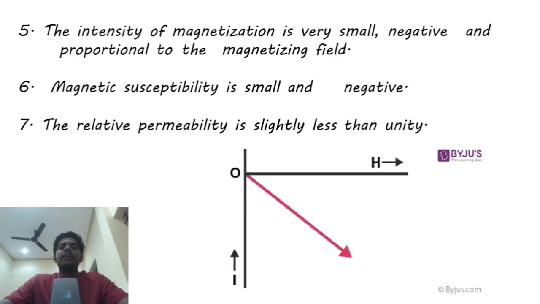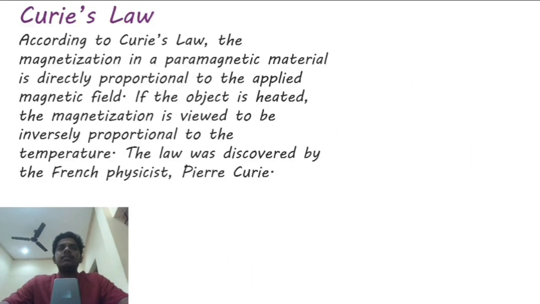Magnetic susceptibility is small and negative. The relative permeability is slightly less than unity. And a further property we need to know about is Curie's law. Curie's law states that the magnetization in a paramagnetic material is directly proportional to the applied magnetic field. If the object is heated, the magnetization is found to be inversely proportional to the temperature. The law was discovered by the French physicist Pierre Curie.